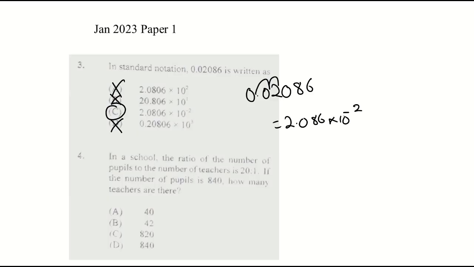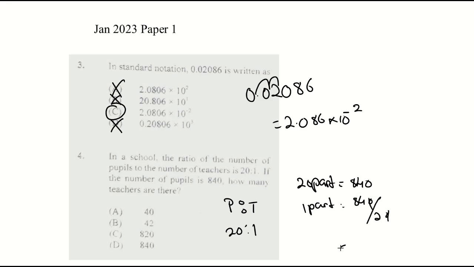Number 4. In a school, the ratio of number of pupils to number of teachers, so pupils to teachers is 20 to 1. This is our next repeated question, so pay attention to this, right? If the number of pupils is 840, how many teachers are there? So we know that 20 parts is equal to 840. You want to know what is 1 part, which would be 840 divided by 20. Cross out this. 2 into 8 is 4. 2 into 4 is 2. So it would be 42, because we know there's 1 part of teachers, so that when we divide this, you'll get how many teachers there are.